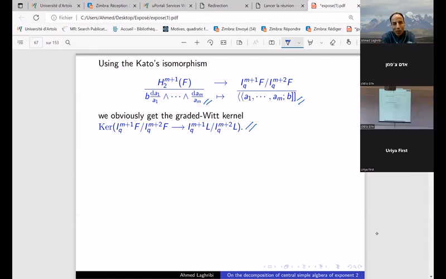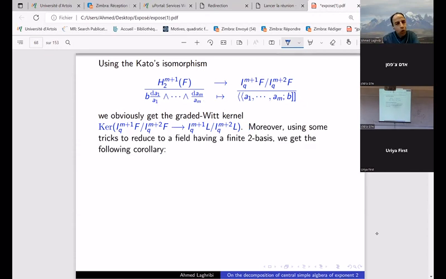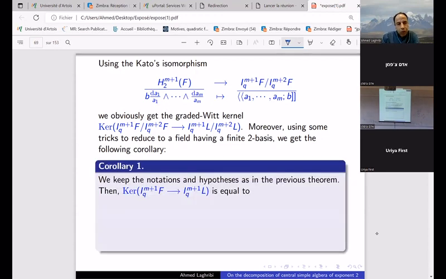So just translate the description in the language of differential forms to the language of quadratic forms. But the important thing is to descend a level down, I mean, at the level of the Witt group. And here we use a trick that we usually use to reduce to a field having a finite two-basis. So, and we get the following corollary.